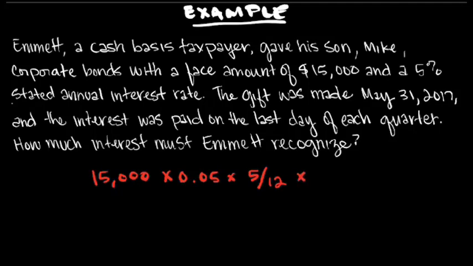But then interest is paid by the quarter. So then we have to look at what month out of the quarter he then sold the corporate bond. And so if we take January, February, March, the first quarter, second quarter, April, May, June, he owned the corporate bond for April and May. So 2 out of the 3 months of the quarter must be included in Emmett's interest. And therefore, the total amount of interest he must recognize on his tax return is $208.33 of interest.